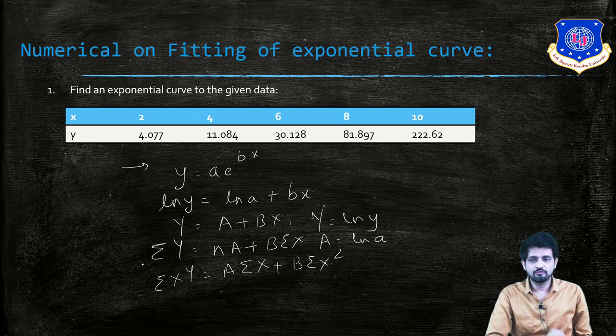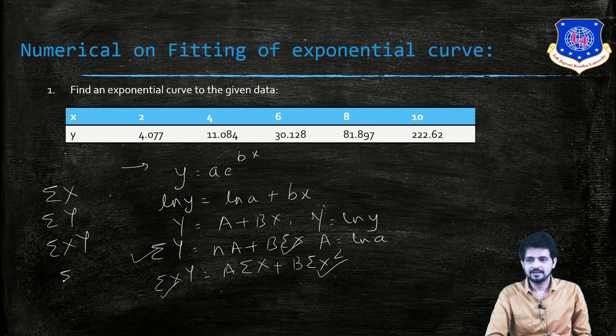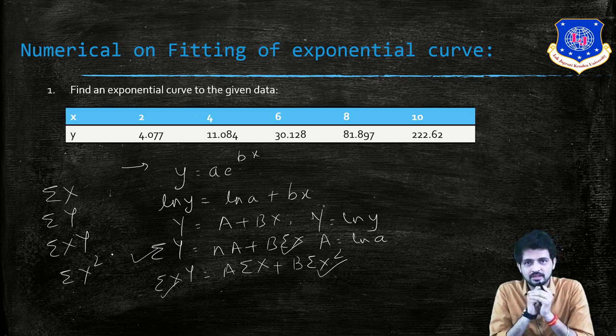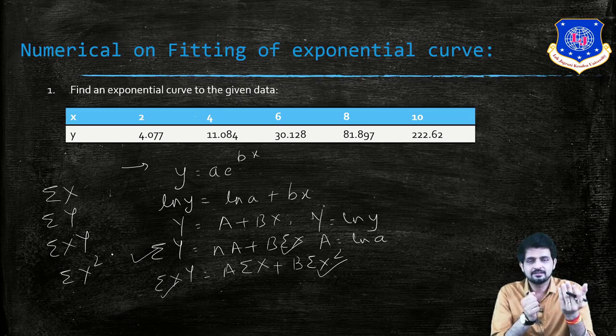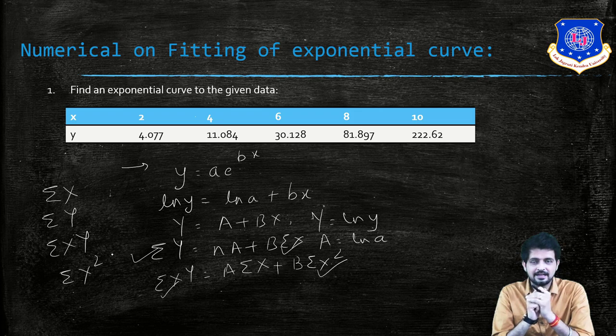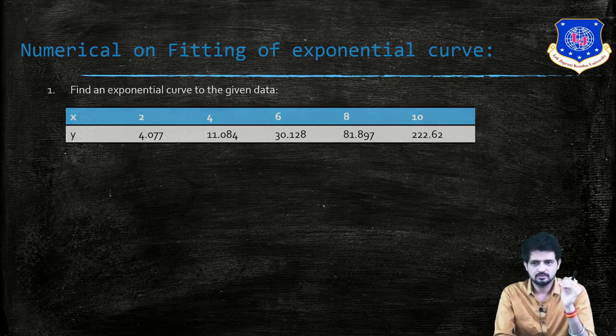Okay, so we have to find these four values, 1, 2, 3 and 4. So we have to find sigma x, sigma Y, sigma xY and sigma x square. But these all are capital values. Okay, so in Calci, if we have to find for line, we were using linear mode. In this we have to find for the exponential, so we have to use exponential mode in the Calci. In the next slide I am going to show that in that video.